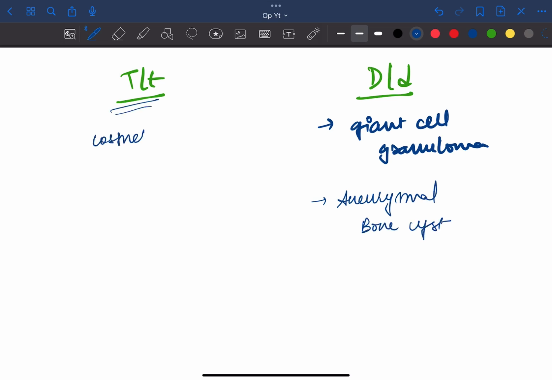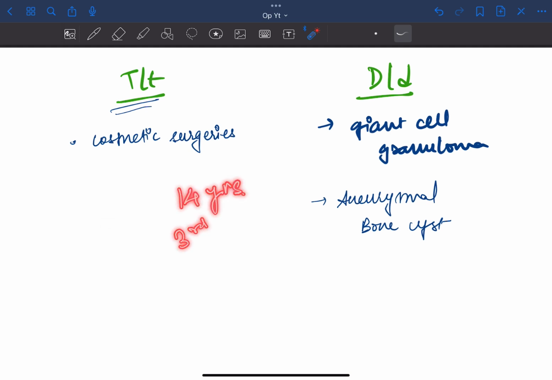For treatment, we do cosmetic surgeries. Although this lesion is self-limiting and it regresses by the age of 14 years, and by the third decade the patient is completely normal, if there are some residual anomalies, then we correct them by cosmetic surgeries.